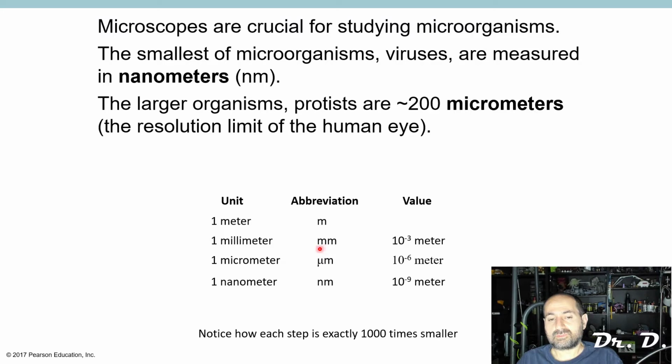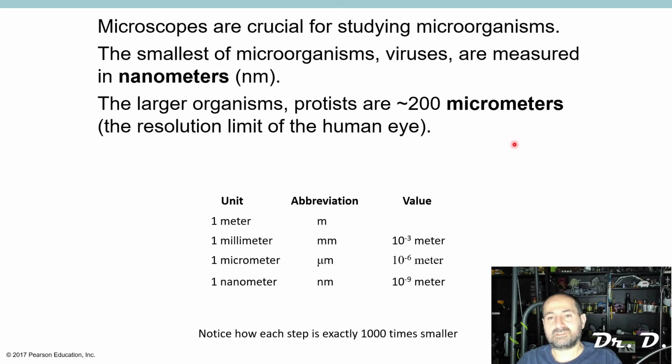And so, remember what I said the resolution limit of your eyeball is? That's right, I said it's 0.2 millimeters, didn't I? 0.2 millimeters. How many micrometers would that be? Think about it. If 1 millimeter is 1,000 micrometers, what's 0.2 millimeters? 0.2 millimeters would be 200 micrometers. See what we set up here? The larger organisms, protists, are about 200 micrometers. And that's about the resolution limit of the eye. So your eyeball can just barely see some of the bigger single-cell eukaryotes, the protists. Okay, does that make sense?